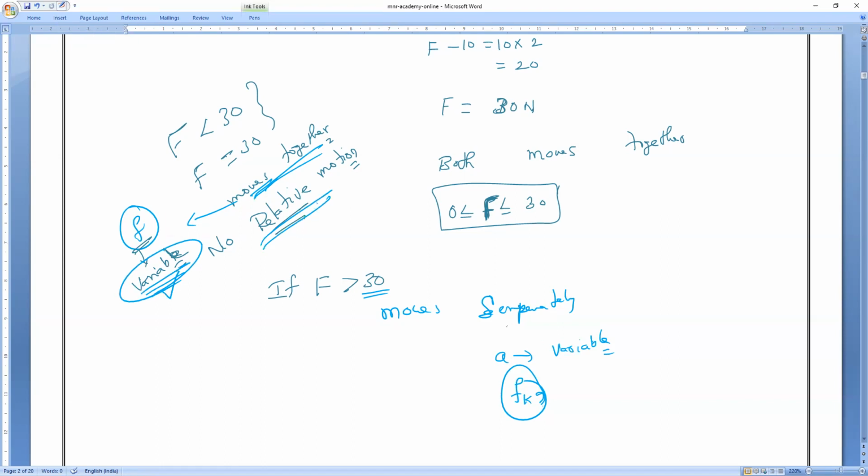But if they move separately, then the accelerations differ, and by that time the friction is kinetic friction. Kinetic friction remains constant. Are you all able to catch my point? We will solve many sums today. You will find them very interesting.